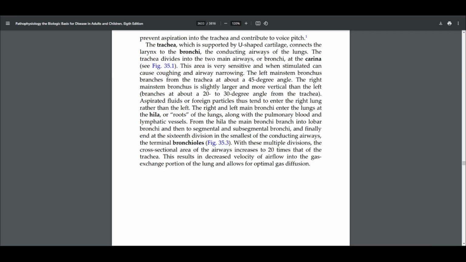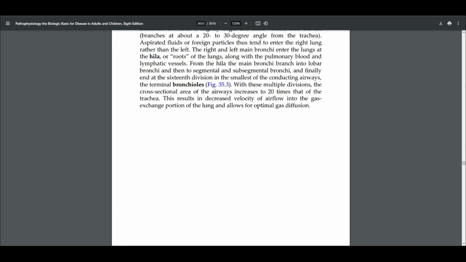With the multiple divisions, the cross-section area of the airways increases to 20 times that of the trachea. This results in decreased velocity of airflow into the gas exchange portion of the lung and allows for optimal gas diffusion.